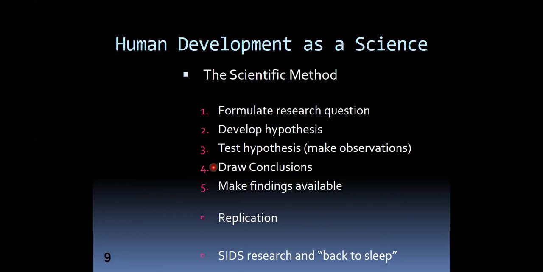Did what they predict turn out to be accurate or did it not? Was their hypothesis, their prediction that they made, supported or not? As we do this, then we learn more about how people develop. A fifth part of the scientific method that's often forgotten is the researcher is also responsible to make the findings of that research available to others for a couple of reasons.